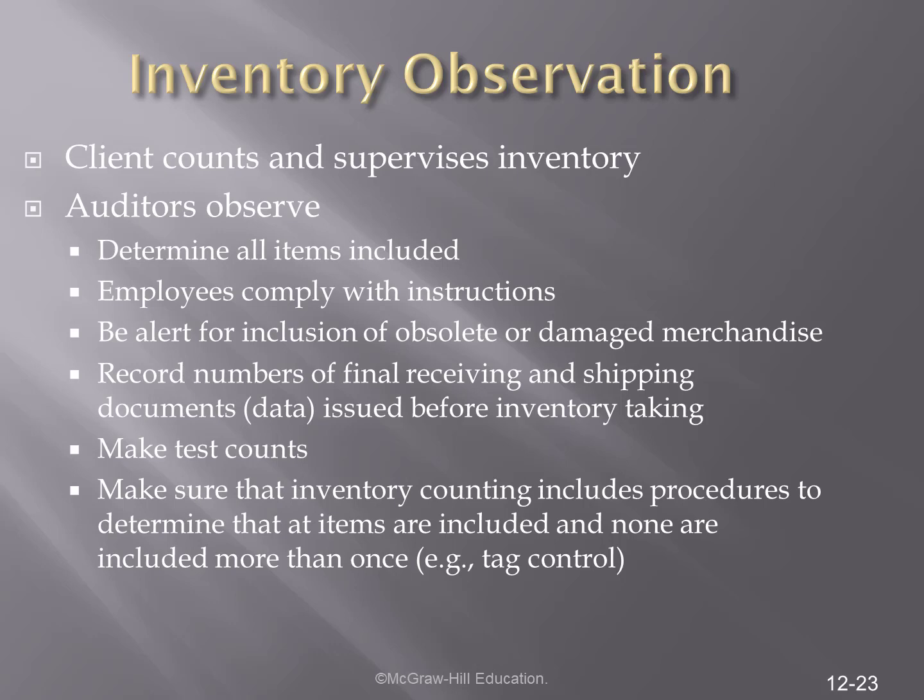So you notice that what we do is an observation. Management is responsible for the actual physical inventory count. We are there as observers. We need to determine that all items are included, that employees comply with instructions. We need to be alert for the inclusion of obsolete or damaged merchandise. We need to record the number of final receiving and shipping documents issued before the inventory count is taken. We do test counts, and then we need to make sure that the inventory counting includes procedures to determine that items are included and none are included more than once.